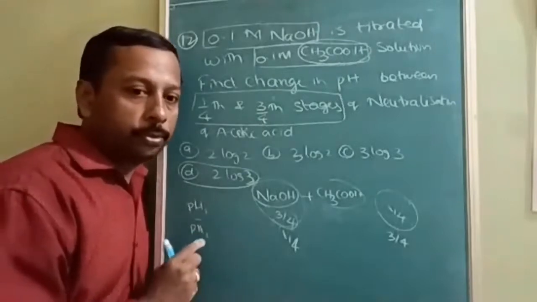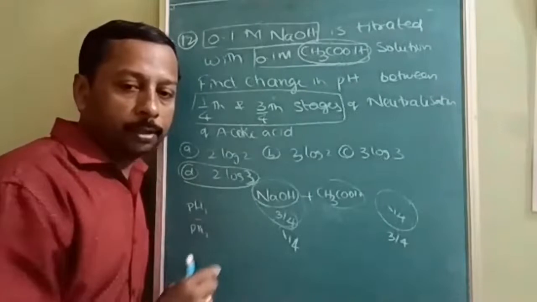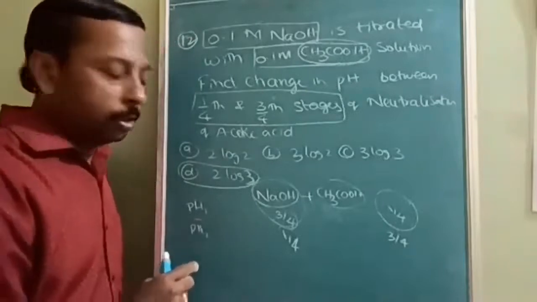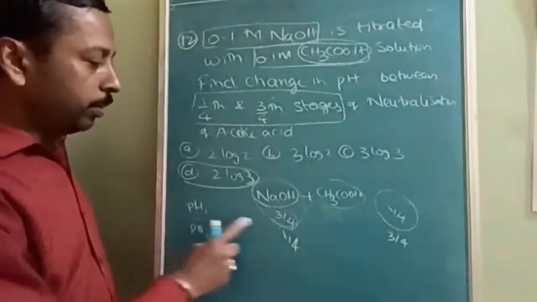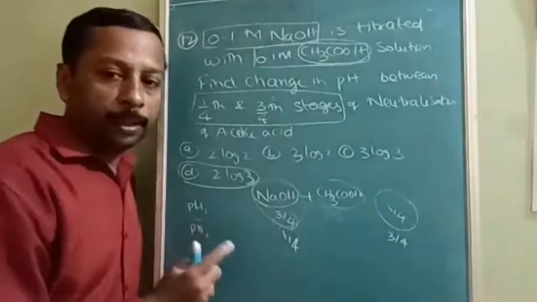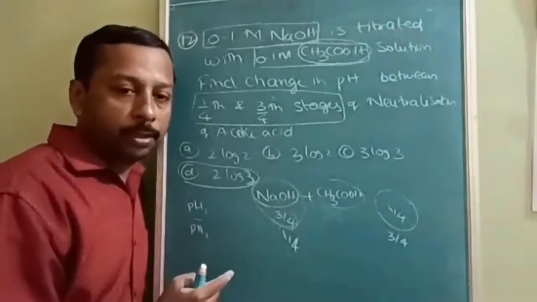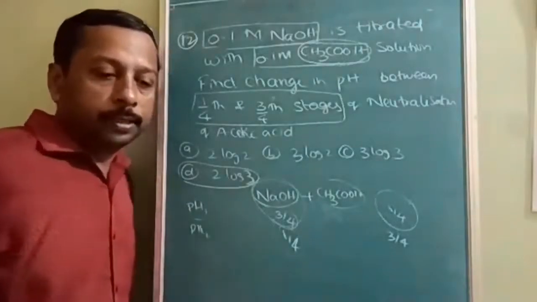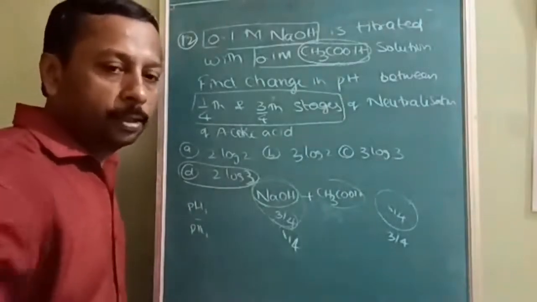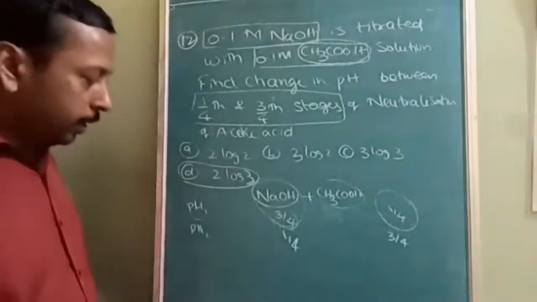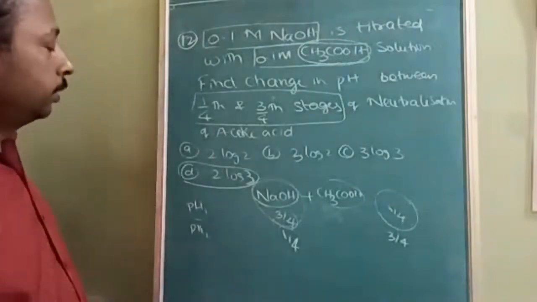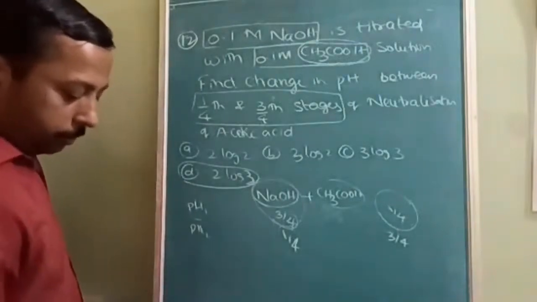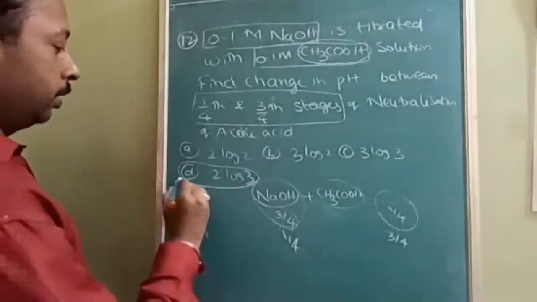So log 3 plus log 3, how much will you get? 2 log 3. For pH1 and pH2, minus of minus: one will be log 3, another will be minus log 3, so both will be added up to give you 2 log 3 as the answer. What will be the answer? 2 log 3 will be the answer. So according to this, what is the option? The fourth option, that is option D, is correct.